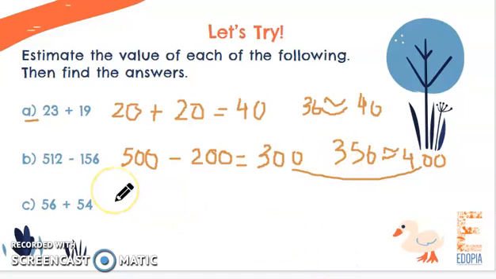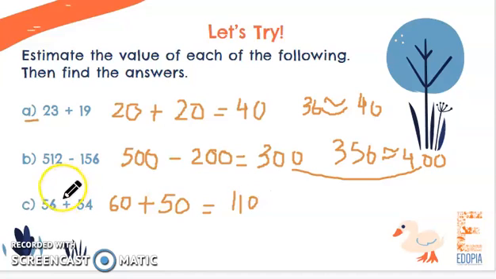Now let's move on to the next example. Here we have 56 add 54. I'm going to round off this number 56 to the nearest tens. In tens place I have 5 and in ones place I have 6. This means I have to round up. Rounding up means changing the number to 60. And the next number is 54. Now this time I have 4 in my ones place. So the number would round down and make it 50. Now 60 add 50 is 110.